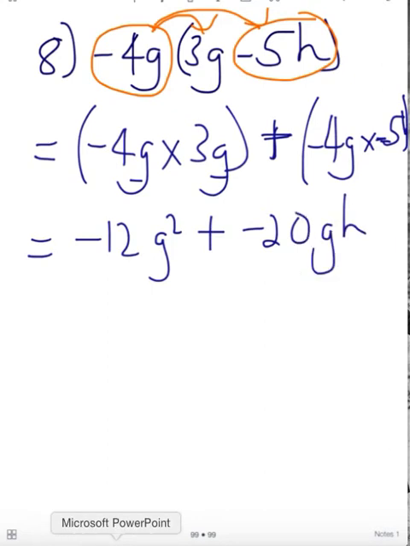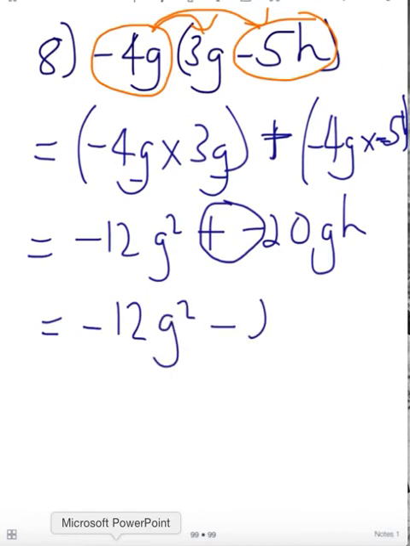Now, we're almost done, but we can see we have a positive and a negative sitting together in the middle, and we'll change it to a negative. So we have minus 12g squared, take away 20gh. And that's our final answer. We can't add these two together because they are not like terms. g squared is not the same as gh, so we have to stop there.